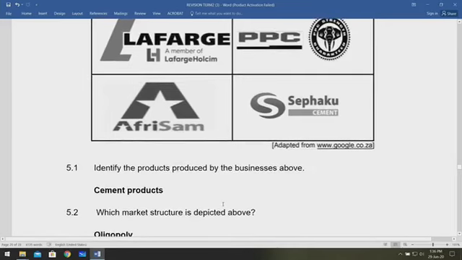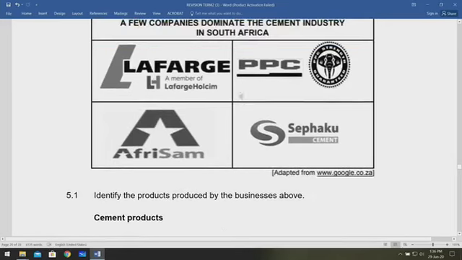Which market structure is depicted? Because there are only a few producers in the market, this is an oligopoly. If it was only one, it would be a monopoly. If it was many, it would be monopolistic competition.